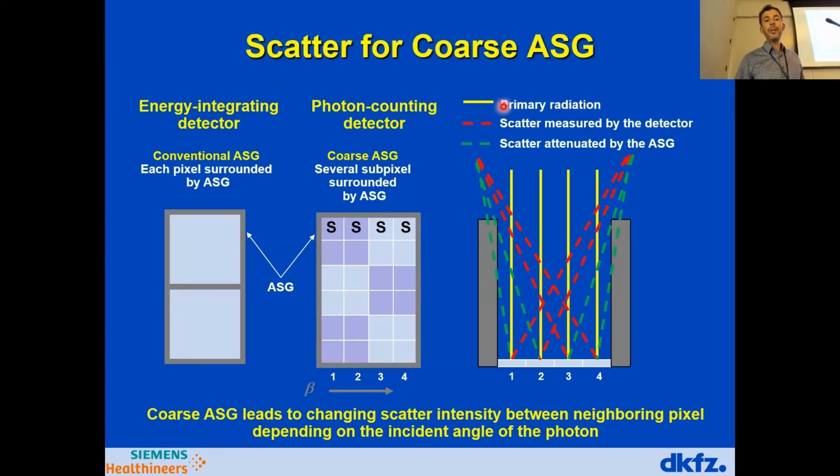If we have a look here, we imagine a photon gets scattered at the patient. And some photons which are scattered will be detected by the subpixel. And some photons which are scattered will be either attenuated or absorbed and won't be detected by the subpixel. So normally our scatter is a low frequency signal and it's not changing much between 2 neighboring pixels. But now with this coarse anti-scatter grid, we can have a change in the intensity of the scatter between 2 neighboring pixels. So let's have a look at a scatter distribution.